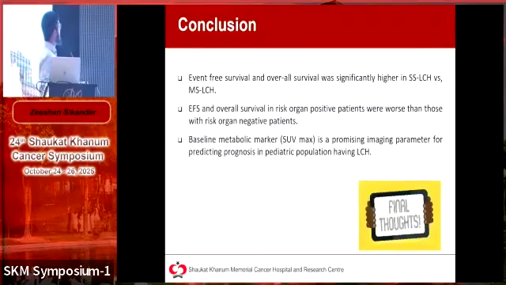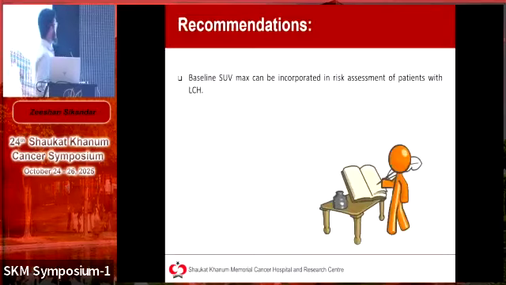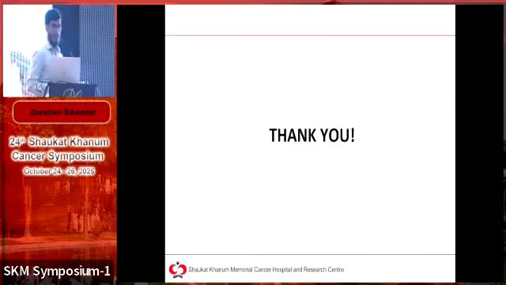So to conclude, event-free survival and overall survival were significantly higher in single-system LCH versus multi-system LCH. Event-free survival and overall survival in risk organ positive patients were worse than those with risk organ negative patients. Baseline metabolic parameter, that is SUV max, is a promising imaging parameter for predicting prognosis in the pediatric population having LCH. So my recommendation is baseline SUV max can be incorporated in the risk assessment of patients with LCH. Thank you all.